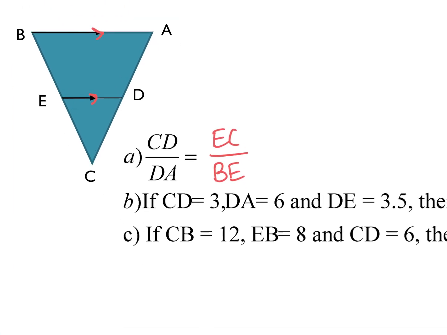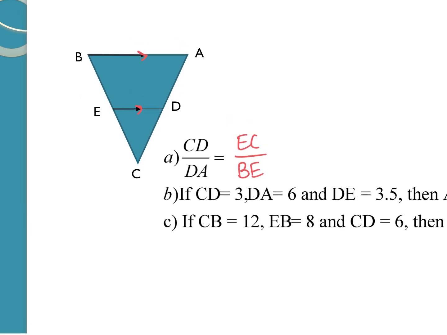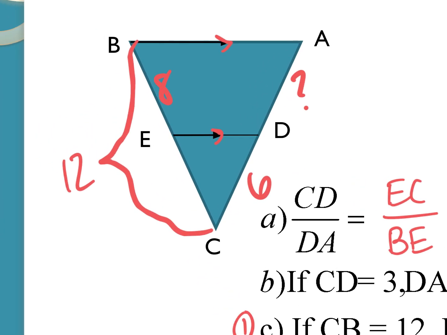Now, we're going to do C first, and then we will do B, okay? C says if CB's length, that's the length of the whole thing, if this entire thing was 12, and EB was 8, CD was 6, how do we find DA? So let's put a question mark. We're looking for DA. Again, guys, we're doing C first, and then we'll do B last, okay? Because they're different problems. Hannah? Very good. Subtract 8 from 12 to find this missing piece. What do you get? 4.